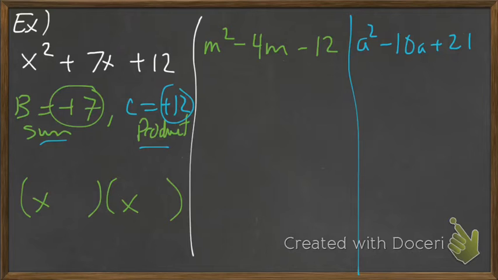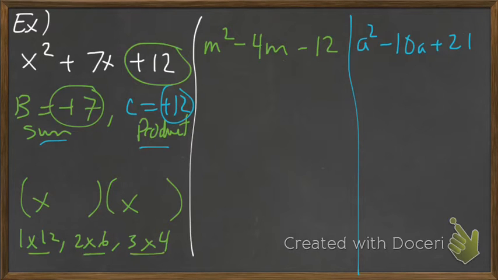Any ideas? Okay. How do I get to 12 through multiplication? 1 multiplied by 12, 2 multiplied by 6, 3 multiplied by 4. Right? Could be any one of those. Can't do 1 and 12. 2 and 6 will get me to 8 or 4 if I add or subtract. 3 and 4, let's try it.